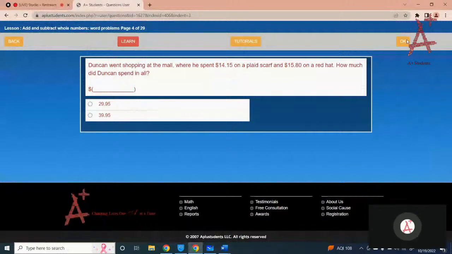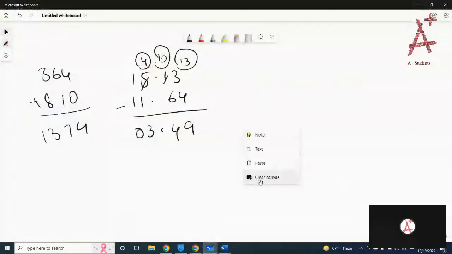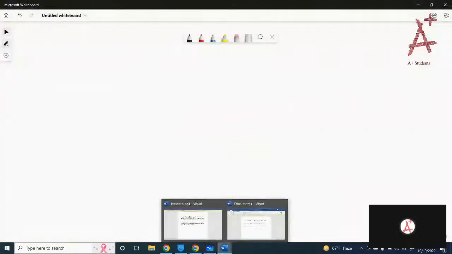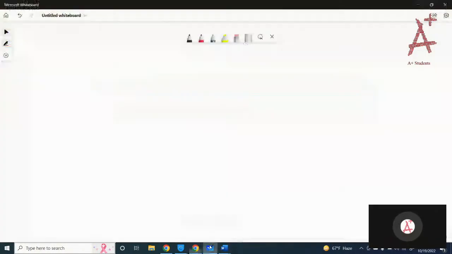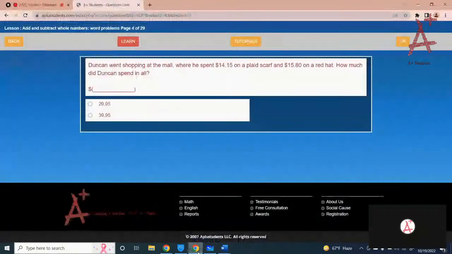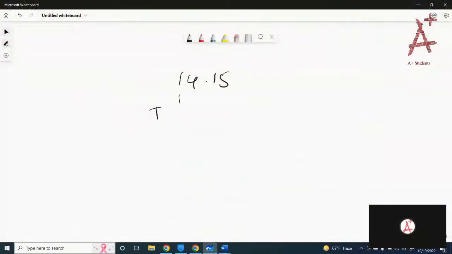Okay, the next one is Duncan. Duncan went shopping at the mall. He spent $14.15 on a braid scarf and 15.80 on a red head. How much did Duncan spend in all? So you have to add. It would be 14.15 and 15.80.